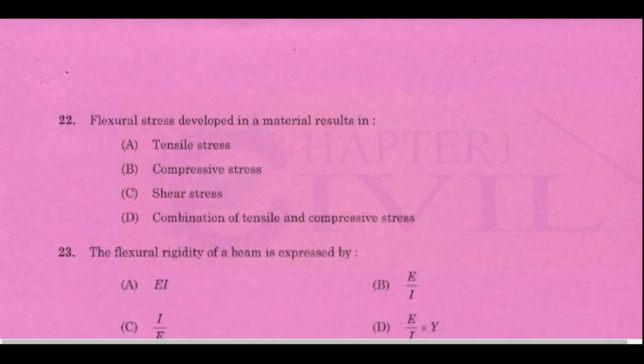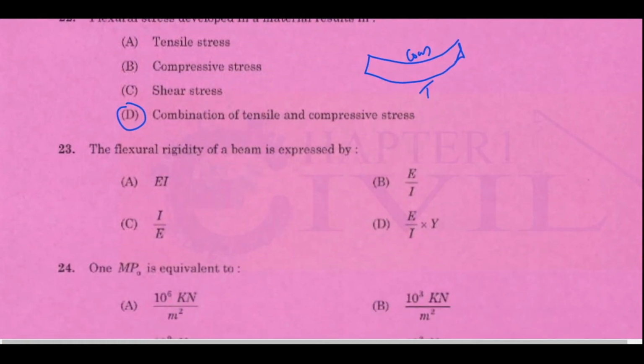Question number 22. Flexural stress developed in a material results in tensile stress, compressive stress, shear stress, combination of tensile and compressive stress. Flexural stress is bending stress. So above compression, below tension. So it is a combination of tensile and compressive stress. Question number 23. The flexural rigidity of a beam is expressed by EI, E by I, E by I into Y. It is EI. Flexural rigidity of beam is EI. It is a very important and frequently asked question.